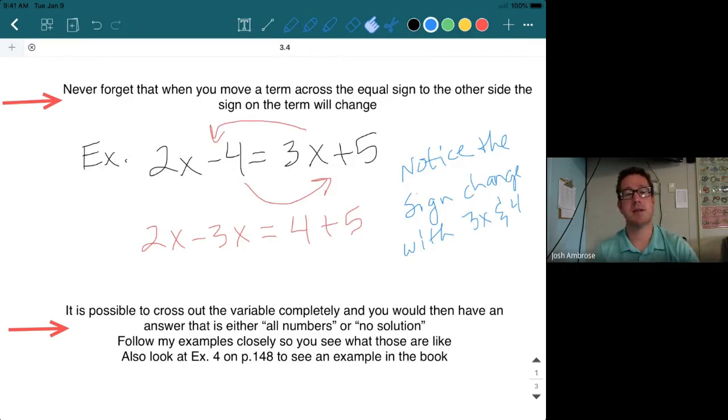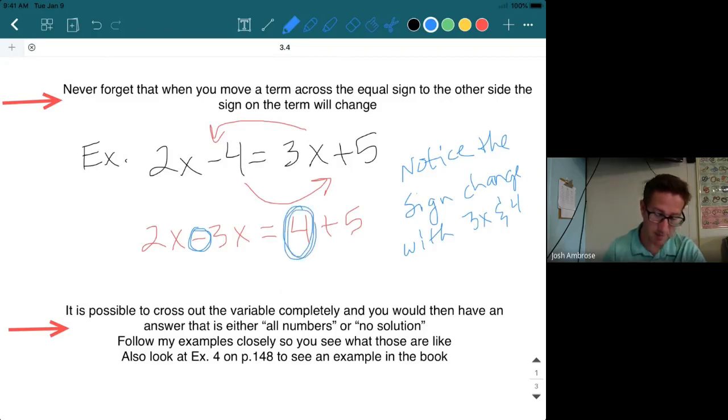Take a look at the little example that I give you there. If I have 2x minus 4 equals 3x plus 5, I want to get that 3x and move it to the left. I'm going to take that negative 4 and move it to the right. But notice the sign change. 3x was a positive, and when I moved it, it became a negative. That original negative 4, when I move it to the right, is now a positive 4.